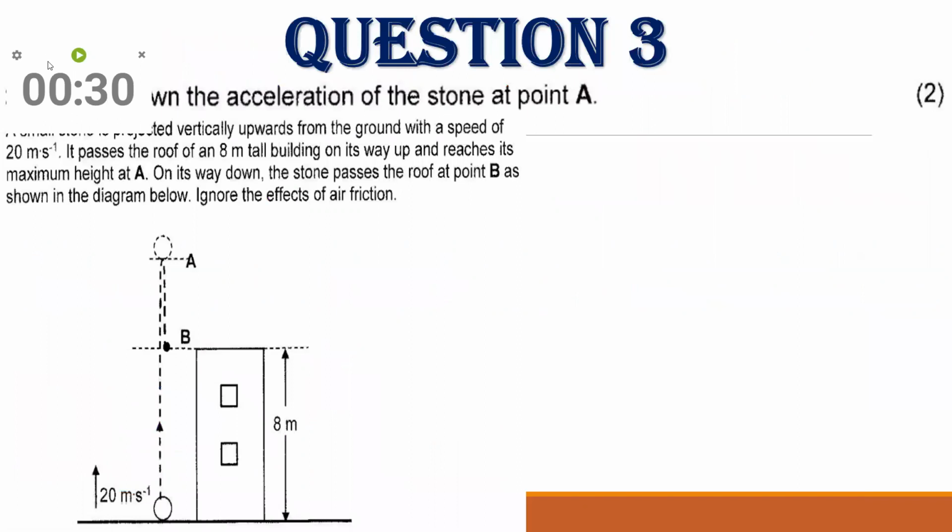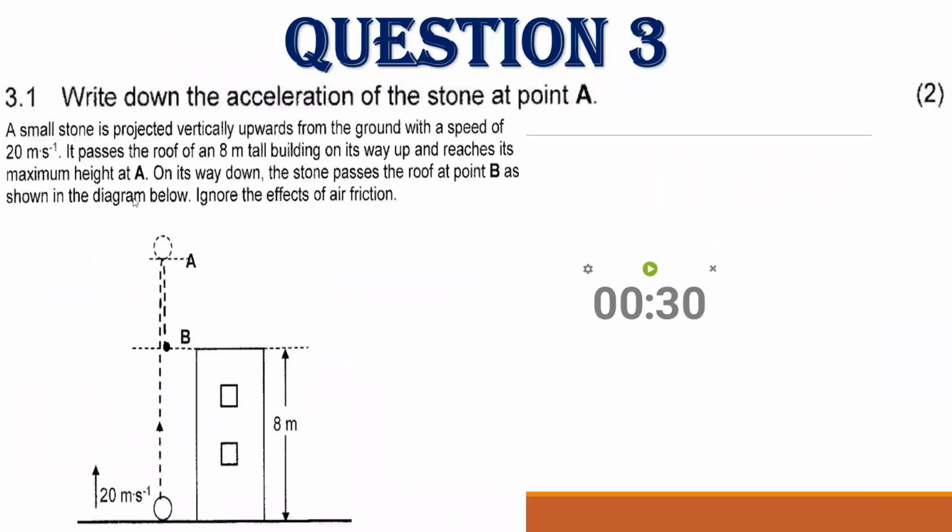Question 3, projectile motion. This is our question. An object is moving from the ground at 20 meters per second to the highest point A and coming back to point B. Point B height is 8 meters. The first question asks you to write down the acceleration of the stone at point A. It means the highest point. What is the acceleration? Your 30 seconds starts now.